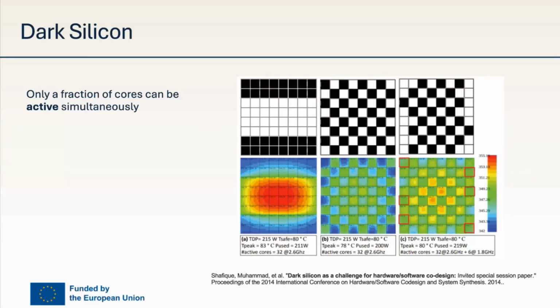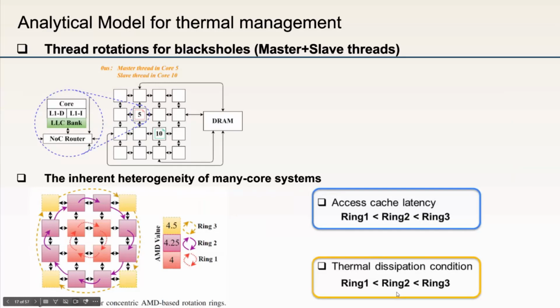Next, I will introduce examples of both an analytical method and a machine learning approach for thermal management through thread migration. This is a simple example. We run a 2-thread Black-Scholes workload on a 16-core system under thread rotation to prevent thermal violations. For example, the 2 threads were initially assigned to core 5 and core 10.